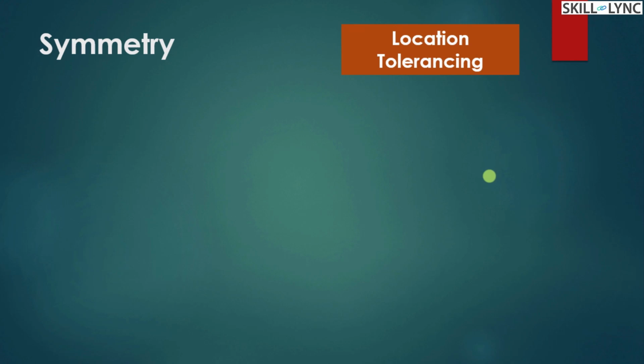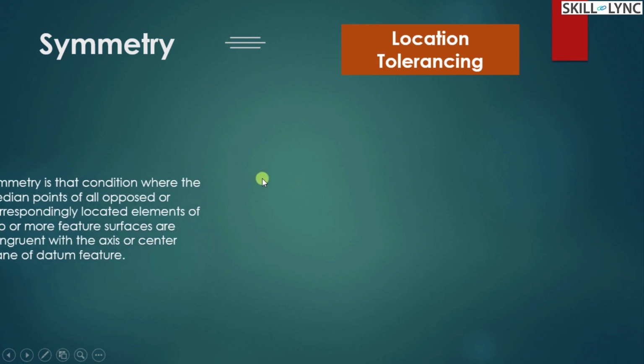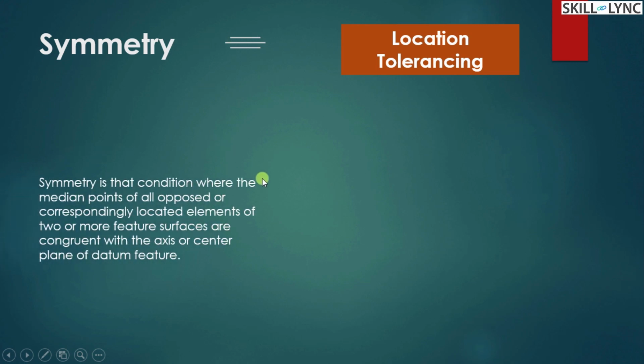So next location tolerance is where we have a symmetry behavior. So this is denoted by these three lines. So symmetry is the condition where the median points of all opposed or correspondingly located elements of two or more feature surfaces are congruent with the axis or center plane. So it is similar to the concentricity in the point that it is again referring to the median points, but it refers to two or more feature surfaces that are congruent with the axis or center plane of the datum feature.